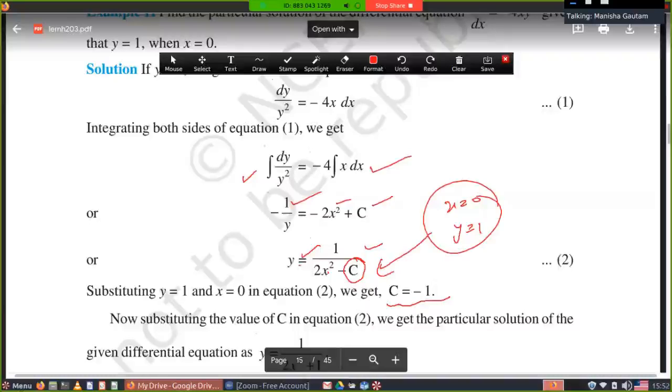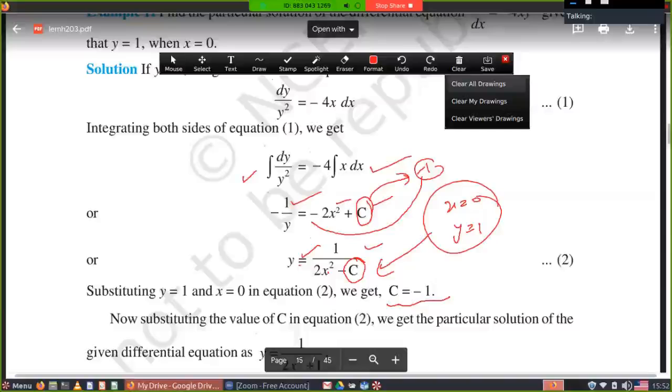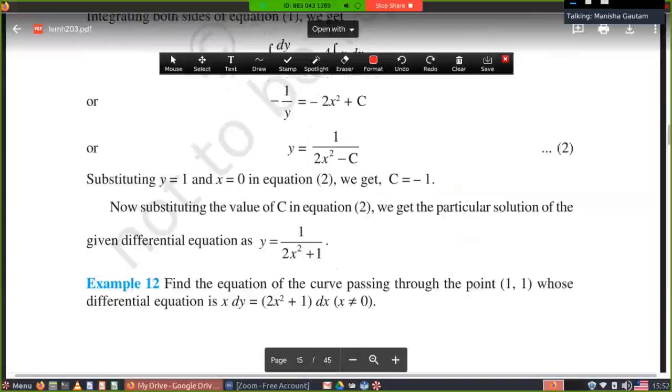When you get the value of c, that is -1, and you put that value in the answer of the general solution, then that answer becomes a particular solution. You put the value of c equal to -1 and you get the solution, that is the particular solution.